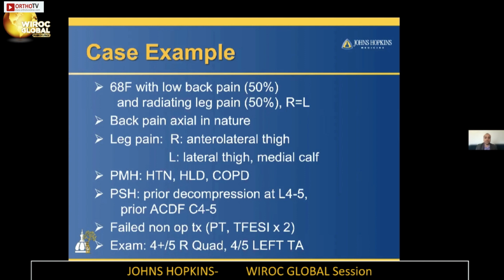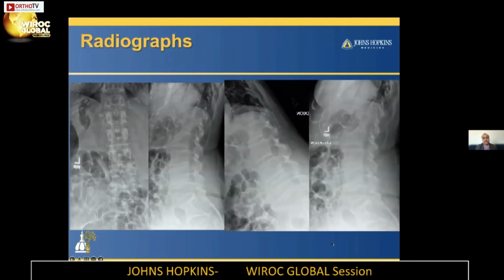The exam was 4+ out of 5 in the right quad and 4 out of 5 in the left TA, so just a small amount of weakness. Here are her radiographs. On the AP and lateral radiographs, you can see that she has antalgic posturing, with flexion-extension showing no gross instability, but a small spondy at L4-5.